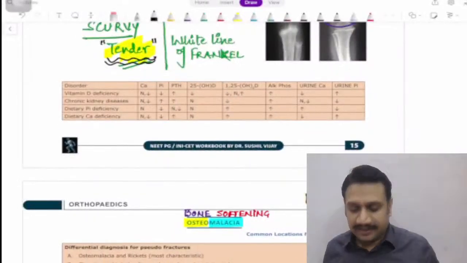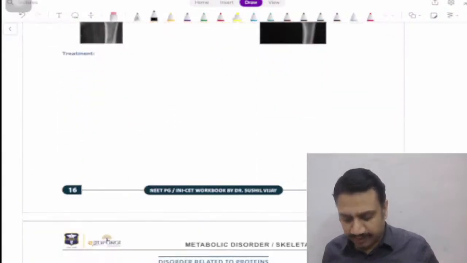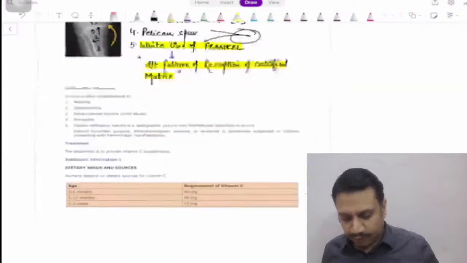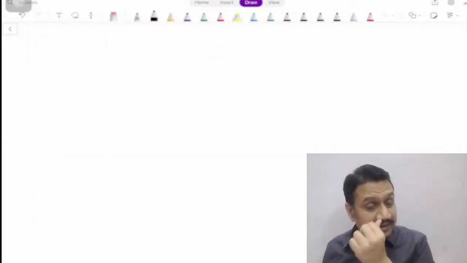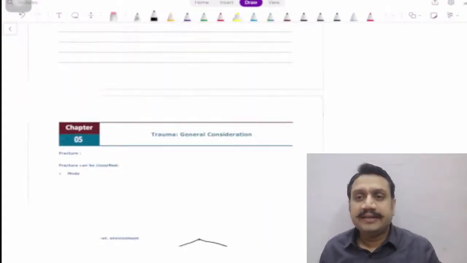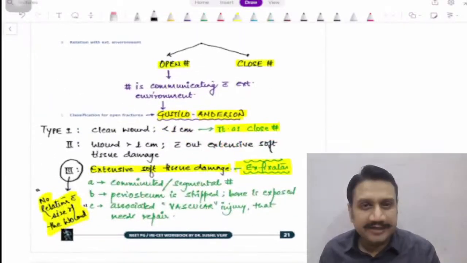Now after this, I want you to understand the most important topic would be the injuries, trauma. Now in trauma, I want you to be focused upon this slide, on this screen section here. In the injuries, open fractures.